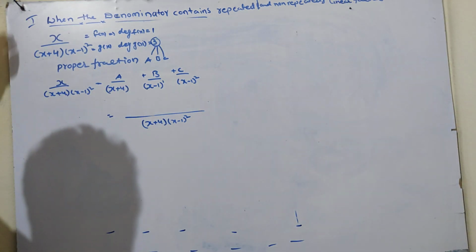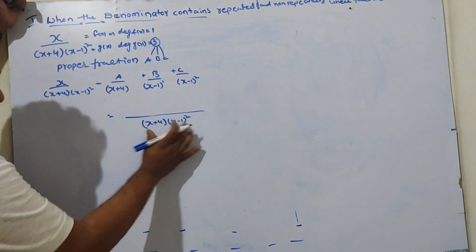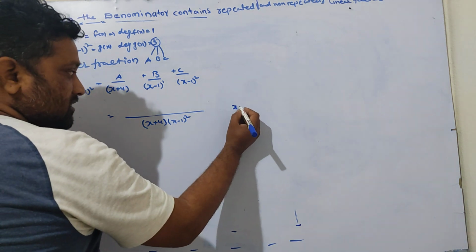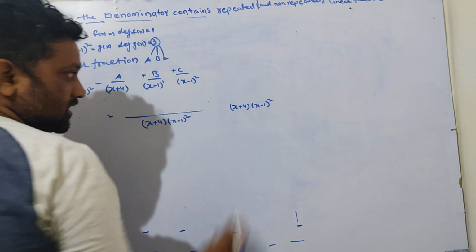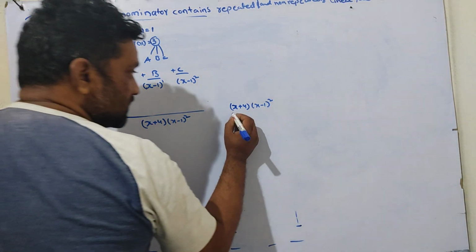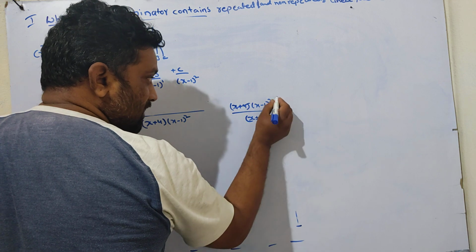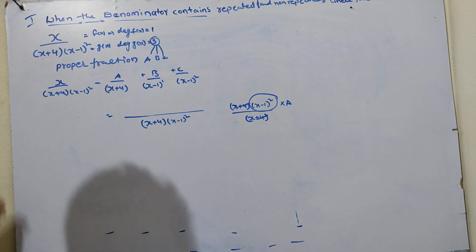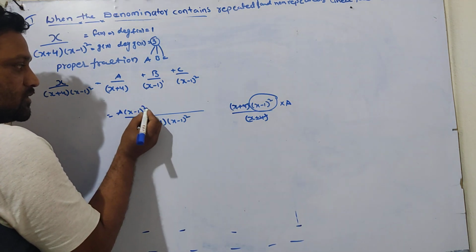So what are we doing here? Which term can be multiplied with A? Take the LCM value, (x plus 4)(x minus 1) whole square. What is A's denominator? x plus 4, which divides the LCM, so both get cancelled. The remaining value can be multiplied with A. Here, A of (x minus 1) whole square.